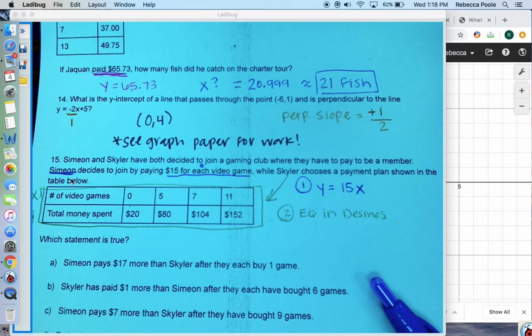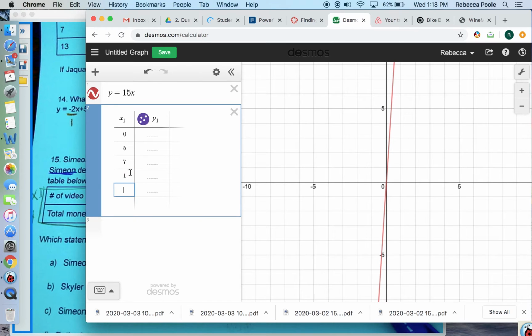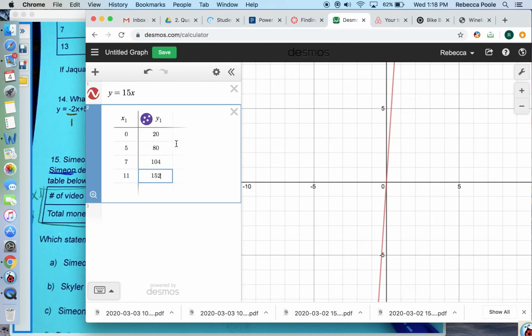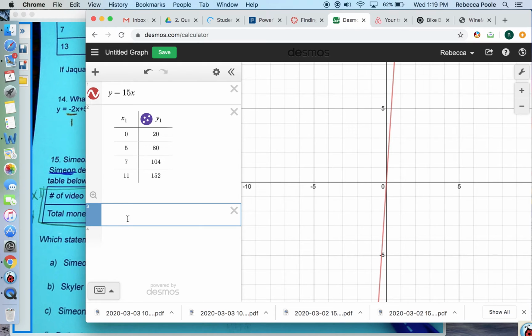And then I also need to put in this table for Skylar's plan. Okay, so I'm also going to add in a table. So we're putting in 0, 5, 7, 11, and then 20, 80, 104, 152. Okay? So for this table, if I want to find Skylar's equation, then what I'm going to do is do y1, find the line of best fit, squiggle, mx1 plus b.